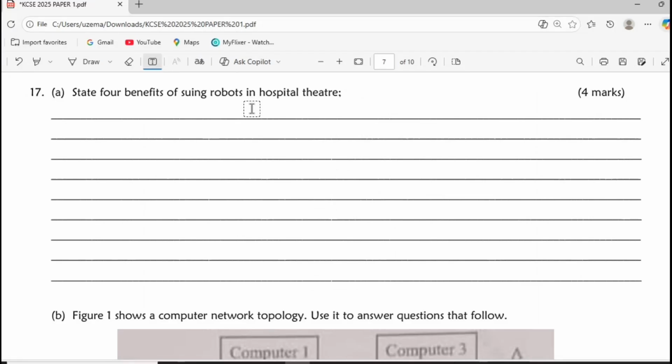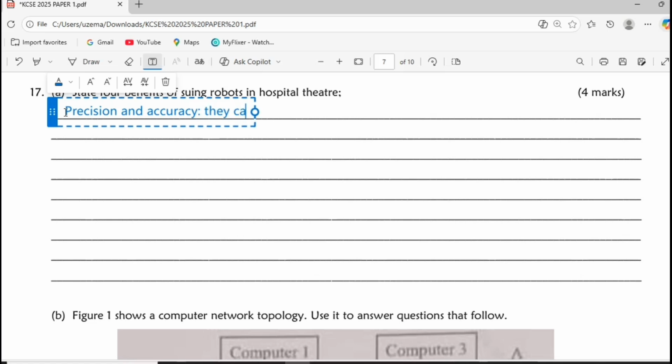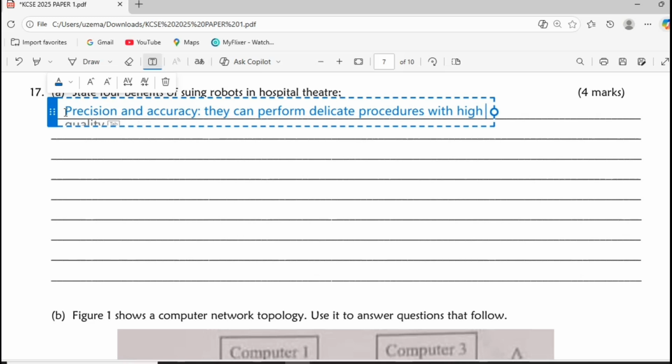Now let us go back to question number 17, part A. State 4 benefits of using robots in a hospital theater. How can you use robots in a hospital theater? You will remember that in the hospital theater, this is where operations happen. If you are to use robots in this kind of environment, what are the benefits that come with it?